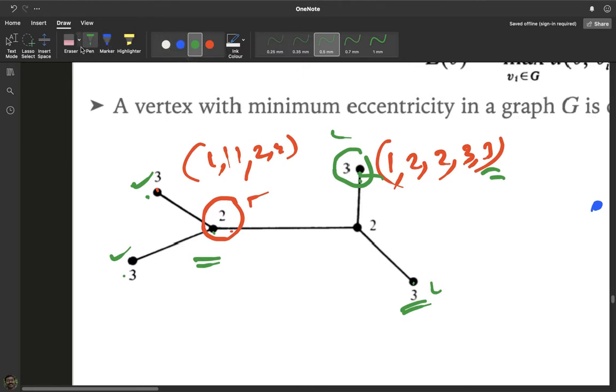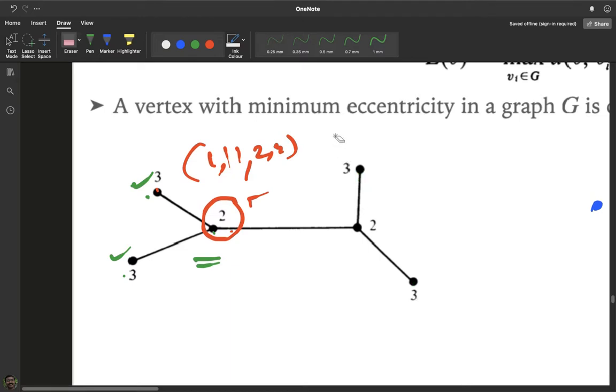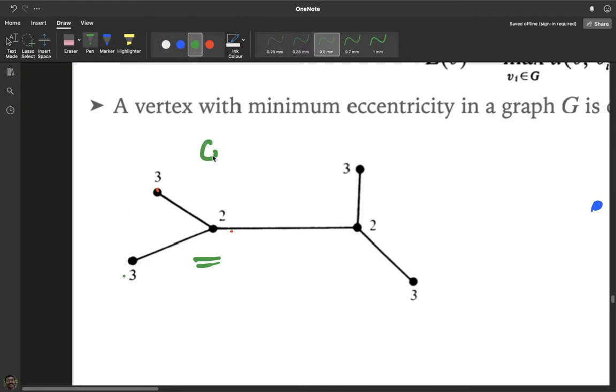In this graph we have labeled all the eccentricities, and the vertex with minimum eccentricity is called a center. The vertex with minimum eccentricity is called the center of a graph. There can be many such vertices. For example, in this graph there are two vertices with minimum eccentricity, that is 2. So there are two centers here.